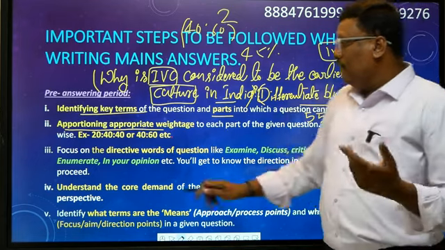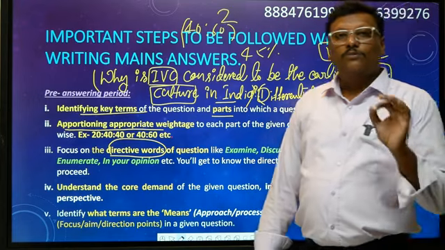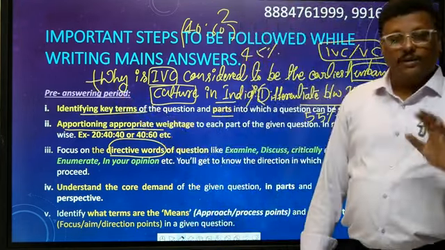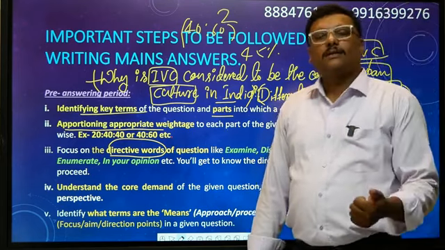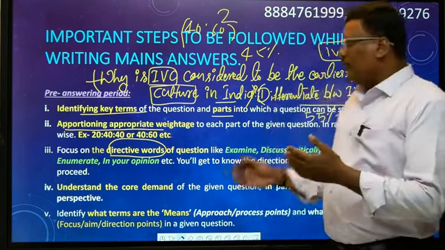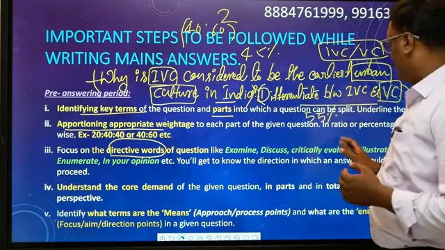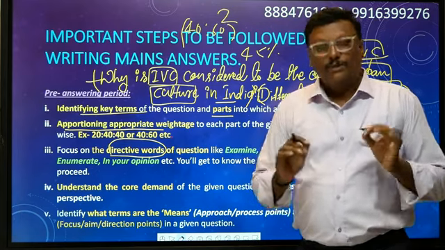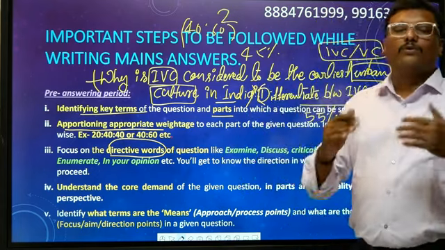Okay. Next, focus on the directive words. So directive words means what is the focus of the question. Now this is simple. Why, what, how sort of a question, but there are so many other questions which ask you to critically evaluate, critically discuss, critically analyze, enumerate, or for example describe. So there are various directives, for example examine, discuss, critically. So you need to understand what is the importance of such a directive and what the question demands of you, right?